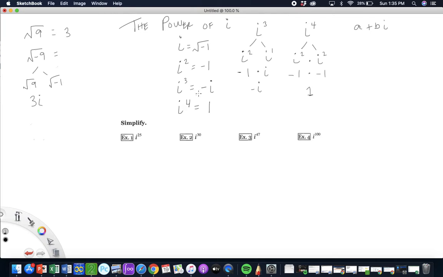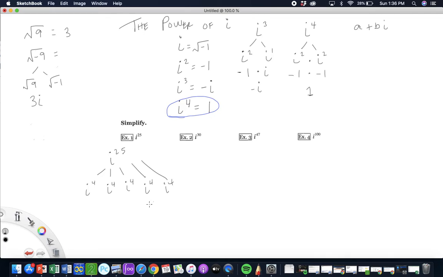Now, this i to the fourth is very important. It's our jumping off point to solve these higher powered i's. If I focus down here, we're looking for how many groups of 4 we can take out of i to the 25th. So bear with me here. I have i to the fourth here, i to the fourth here, i to the fourth. If you're thinking there are 6 groups, you are correct.